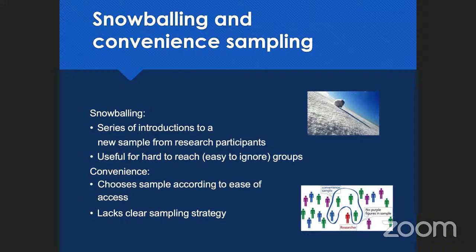While in snowballing and convenience sampling, these are series of introductions to a new sample from research participants, and it is considered useful for the harder to reach and easy to ignore groups. And in terms of convenience, these are chosen according to the ease of access for them, but it can lack a clear sampling strategy.